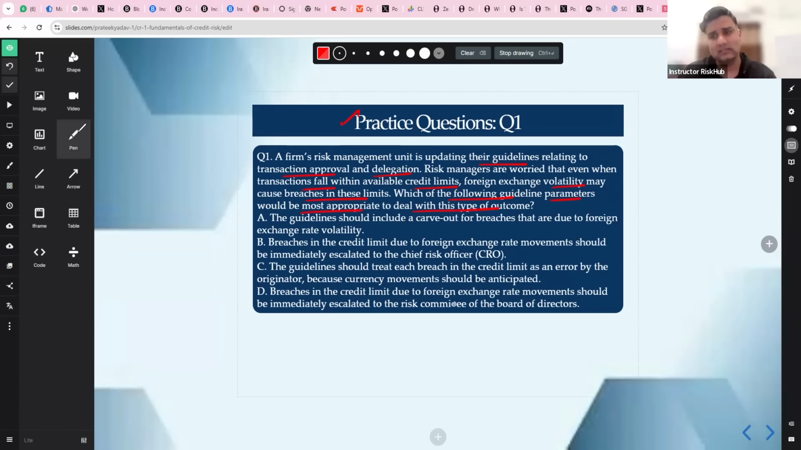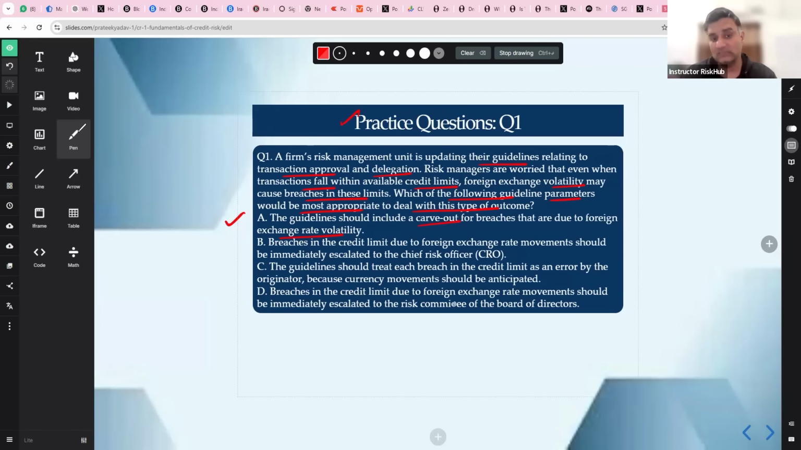Again, I think I discussed in the notes also that the problem here is that FX volatility causes the credit limit breach, right? The key insight we discussed in the notes is that the breach is caused by external market movement. So best practice is to include the carve out in the guidelines, because that's how it works. A guideline should include a carve out for breaches that are due to FX volatility.